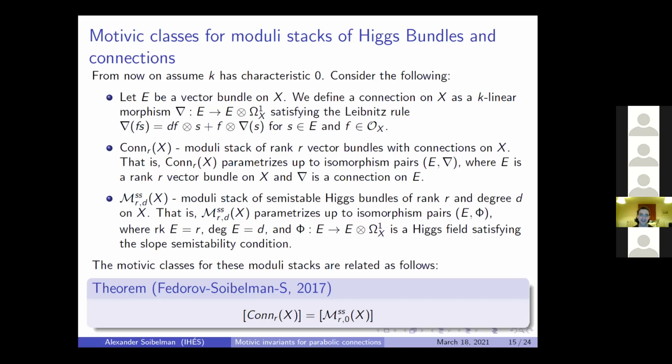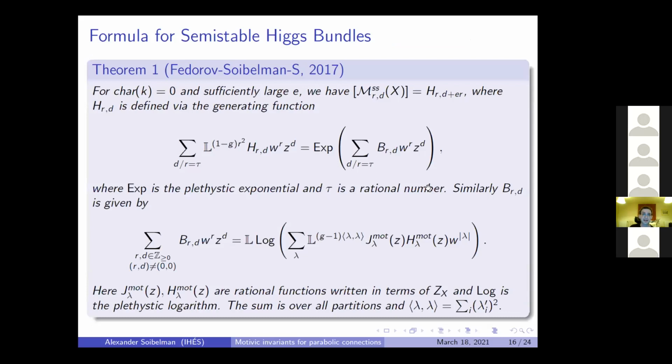Yeah, so the idea is that you can relate the motivic classes of connections and Higgs bundles together in the following way. Essentially, the class of the stack of connections on a curve is equal to the class of the stack of semistable Higgs bundles of degree 0. So you get a nice existence condition for connections on these vector bundles that lets you relate the two together.